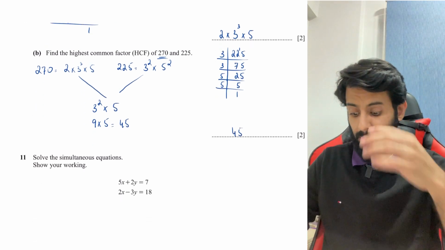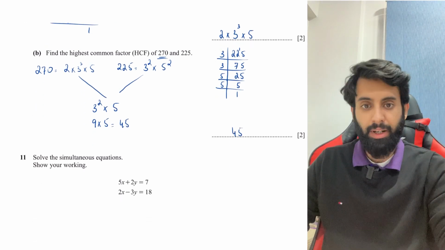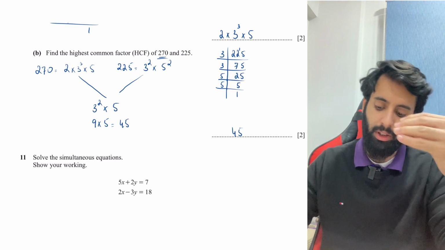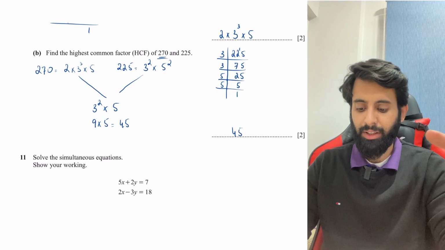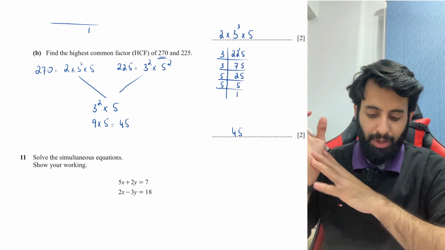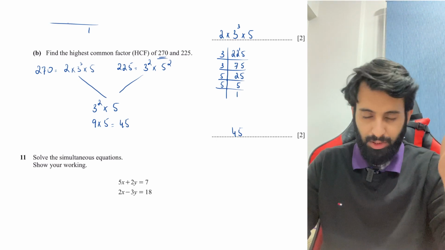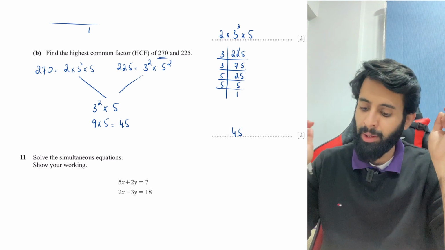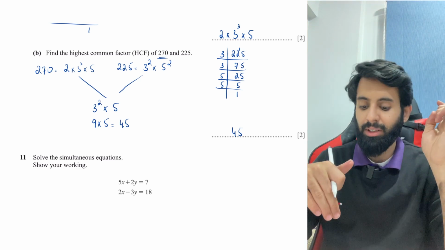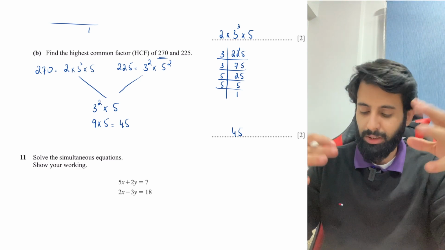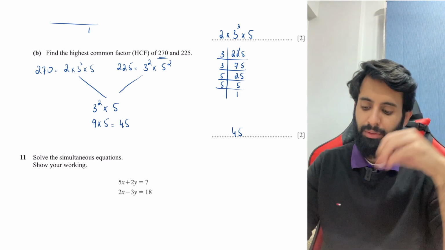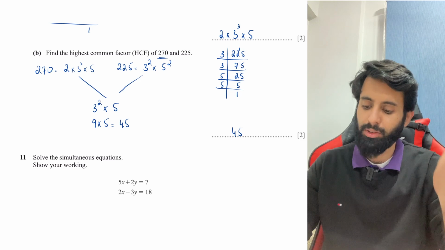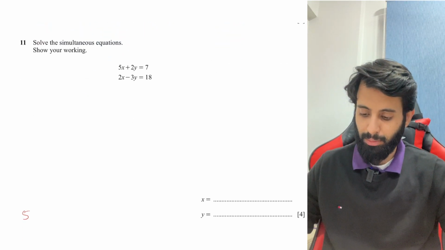Just to explain this again, whenever you're finding the highest common factor, you're basically looking for the maximum amount of factors that are common. So 2 is not common, it's only in 270, not in 225. You have 3 cubed in 270 and 3 squared in 225, so 3 squared is common to both. You have 5 in 270 and 5 squared in 225, which means 5 to the power 1 is common to both. So that's part B.